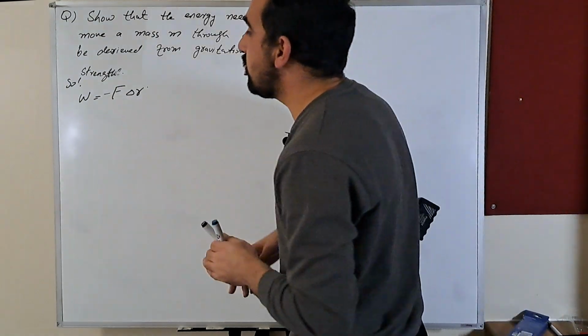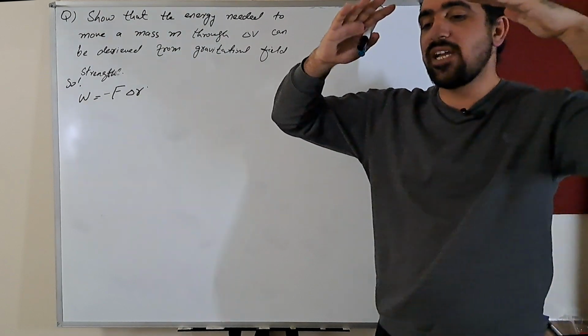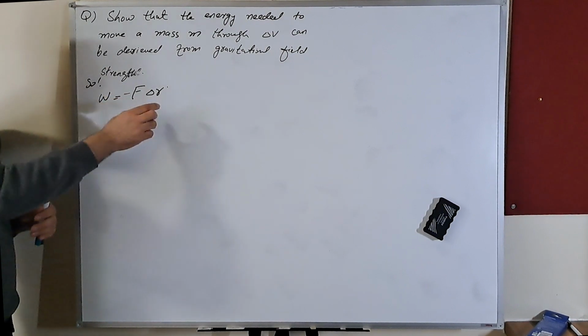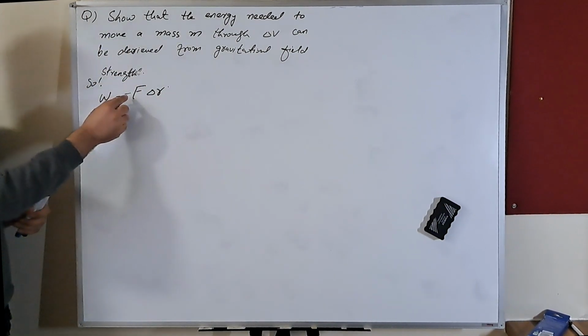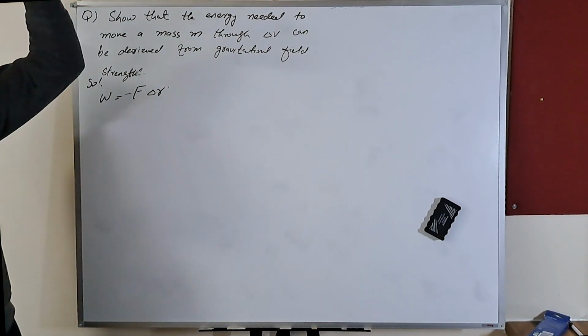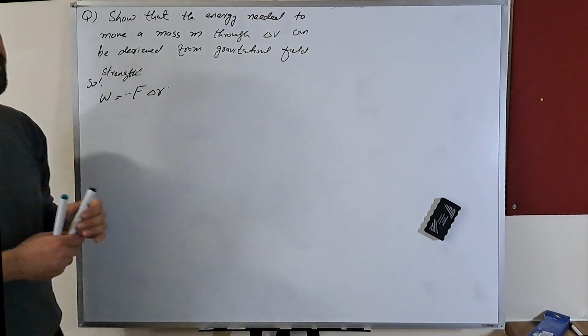So work done is equal to minus F dot delta R. You can simply say that the negative sign indicates that the work done on the object that has been moved in a gravitational field has been stored in that object. Okay, and when you release that object, that work will again be converted into kinetic energy.